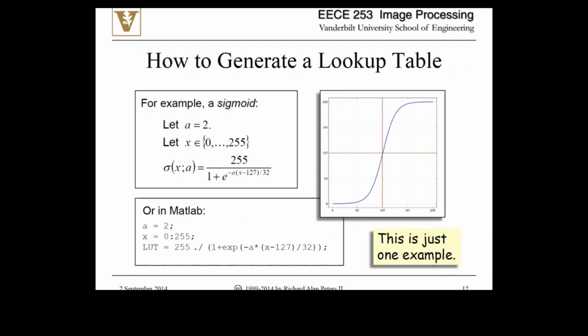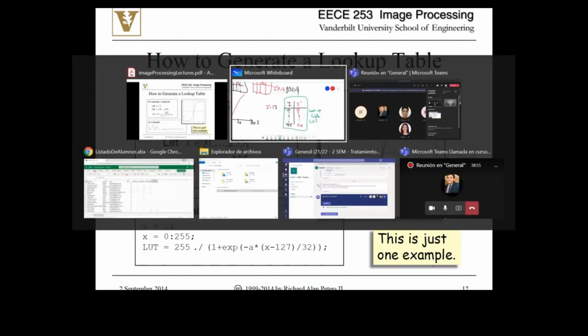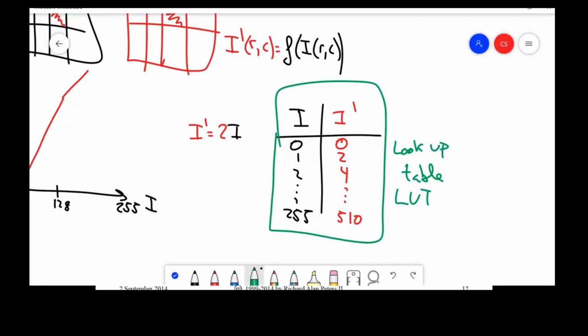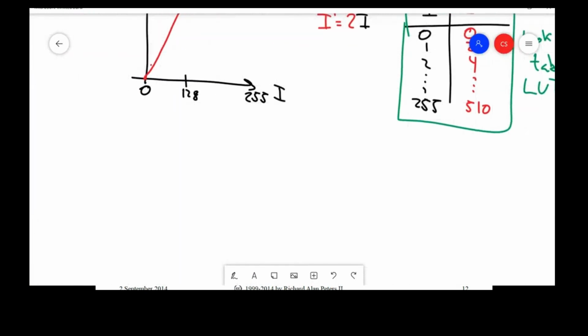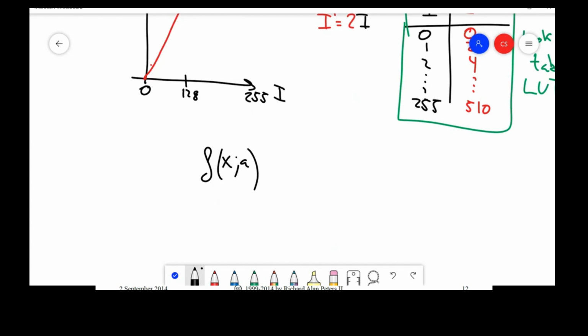Okay, so for instance, I can construct this kind of transformation, which is called a sigmoid, and this sigmoid goes from 0 to 255. So let's do it step by step. Let's say that my function f(x) is parameterized by a value a, and this transformation is the following.